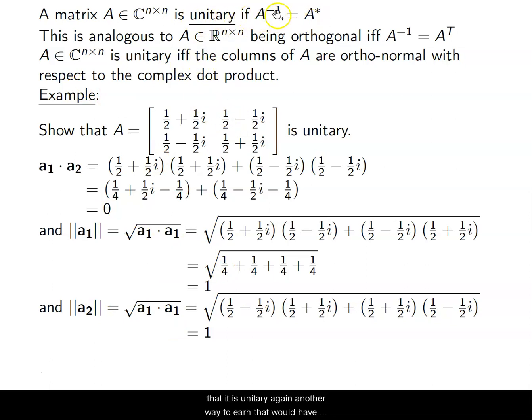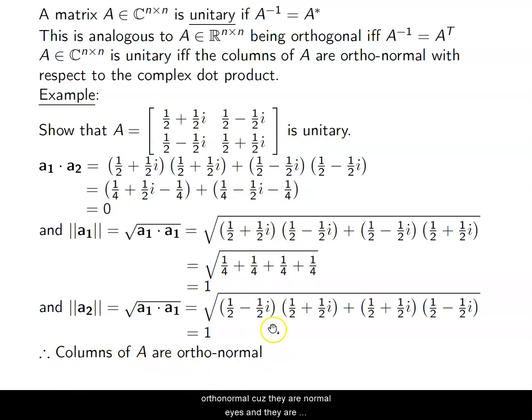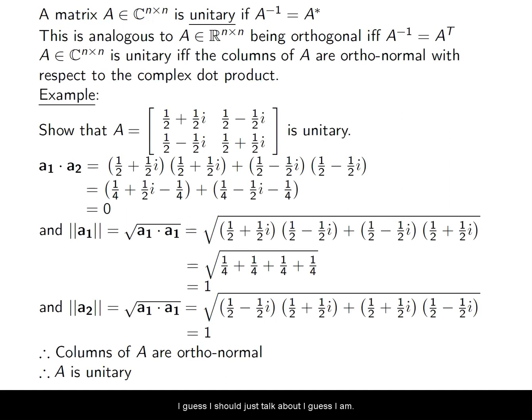Again, another way to have done that would have been to go through these steps here. And then I'm also going to show you another way that's even easier than this and this. Okay, so my columns of A are orthonormal because they are normalized and they are orthogonal to each other. Therefore, A is unitary. Okay. So diagonalize it. Oh, it looks like I skipped it. Sorry, guys. I guess I should just talk about it. I must have skipped over it when I was writing out this lecture last night.